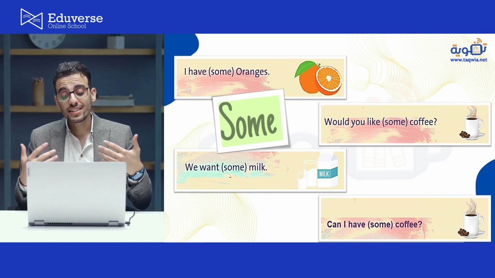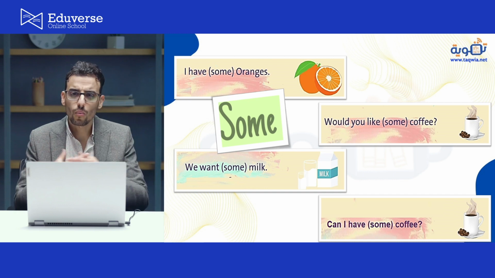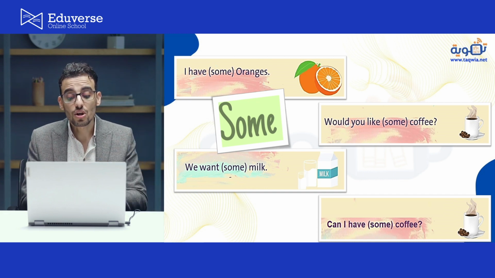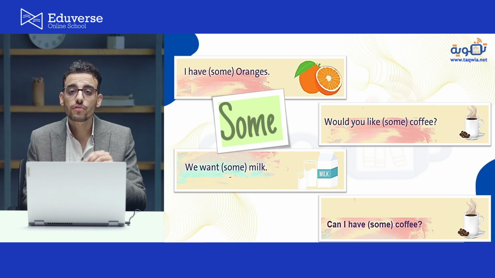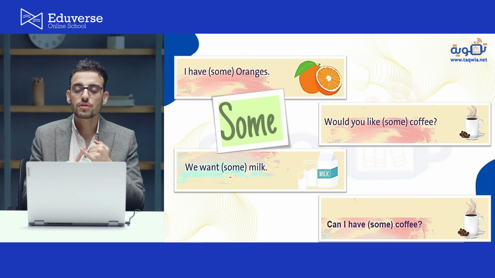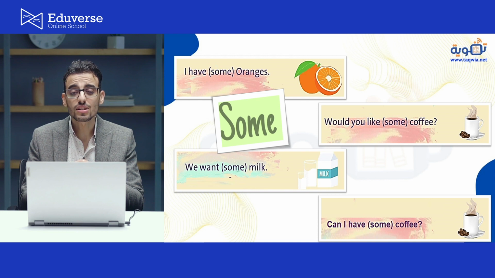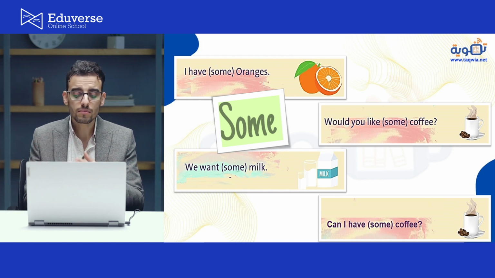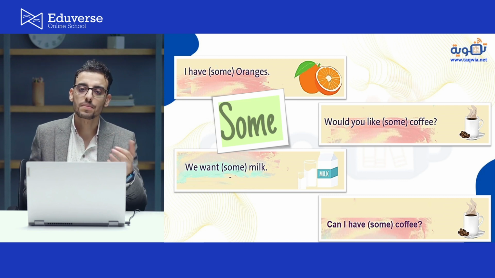Is this an offer? Actually, no. This one is a request. What do we mean by request? It means you need something. So you can use some for these types of things. The first one, you can use it for countable nouns. You can use it for uncountable nouns. You can use it for offering something. And the last thing, you can use it for request, something that you want.